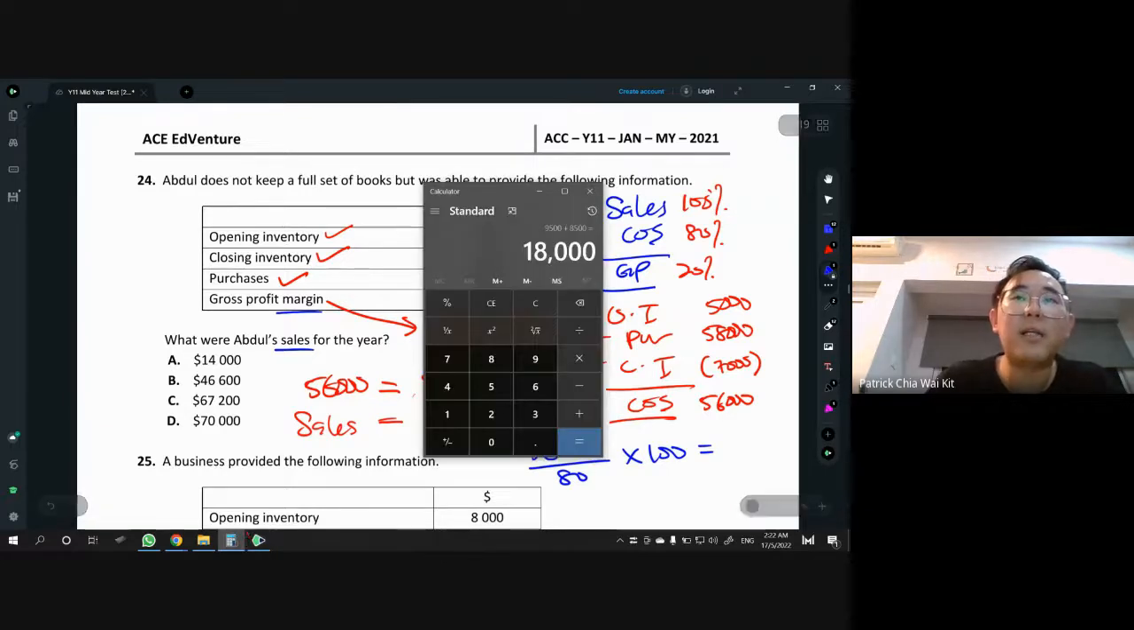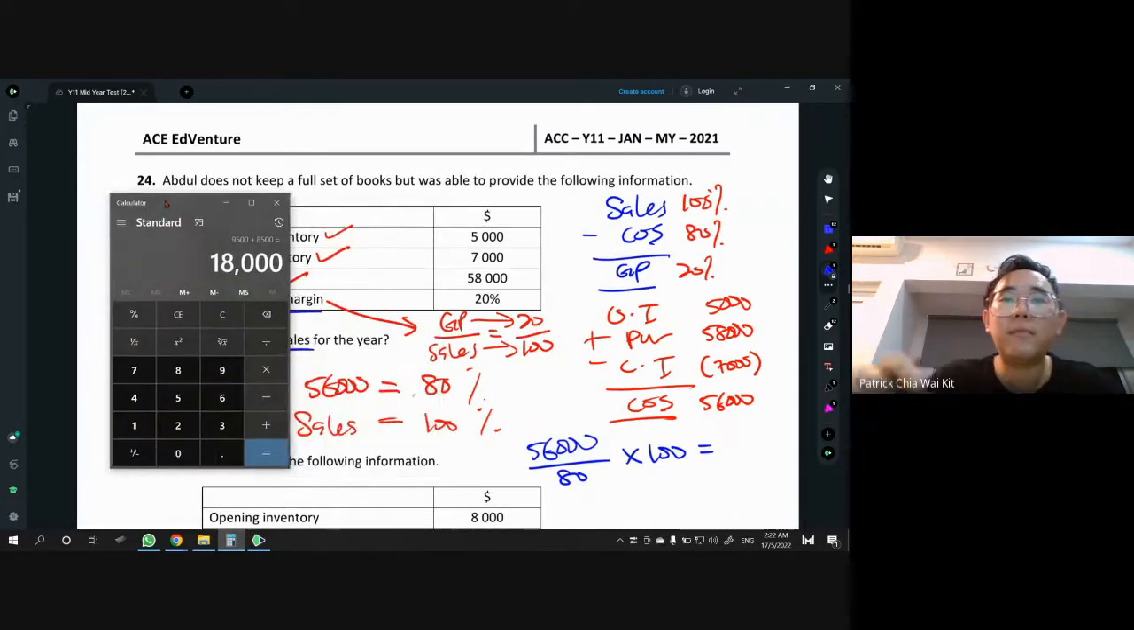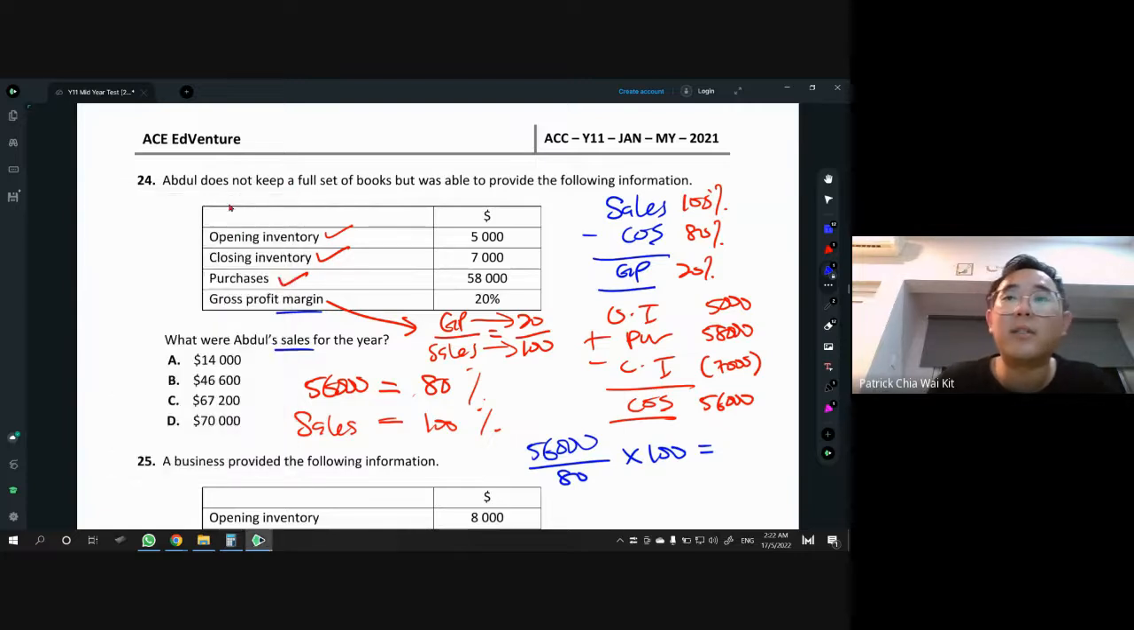So take calculator, 56000 divide by 80, and you times with 100. You get 70,000. So that's the answer, right? Sales is 70,000. Okay, so that's the answer for sales.